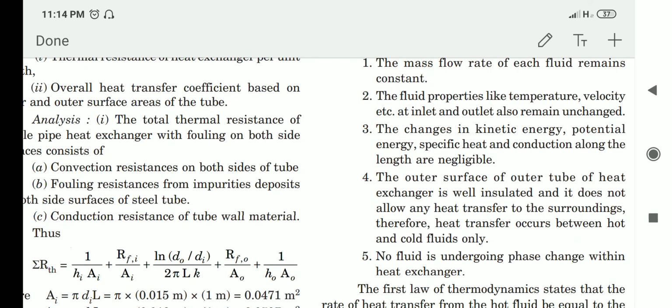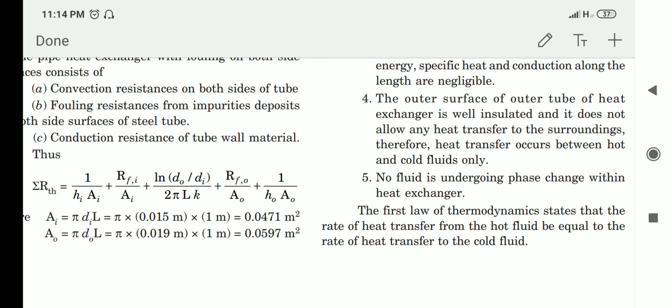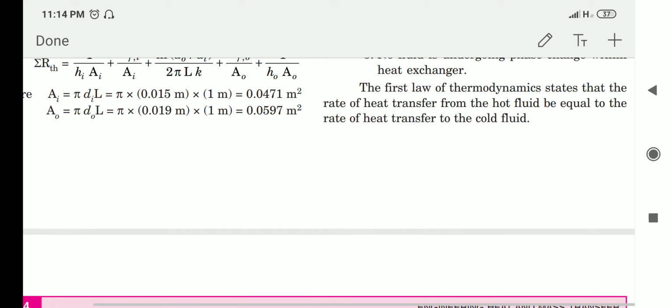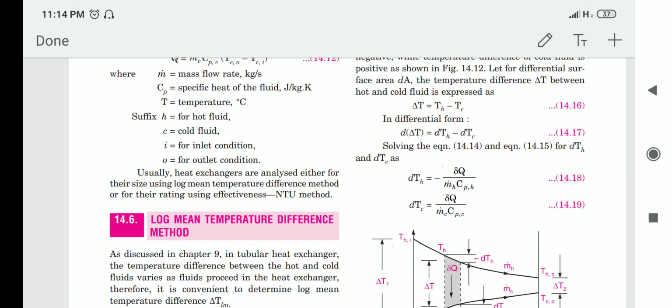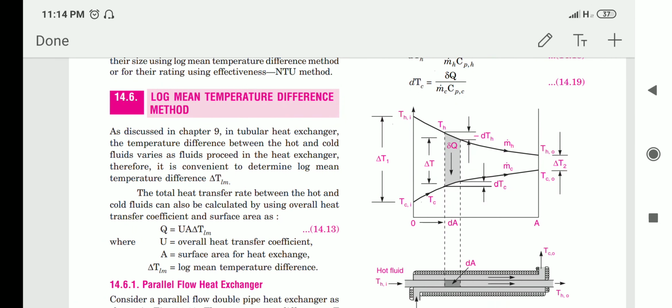Effectiveness NTU methods are mainly used for heat exchangers which are already in use inside an industry. So it is seldom used for heat exchanger sizing and all. The first topic coming up is the logarithmic mean temperature difference method. I think we can cover that in the next session.